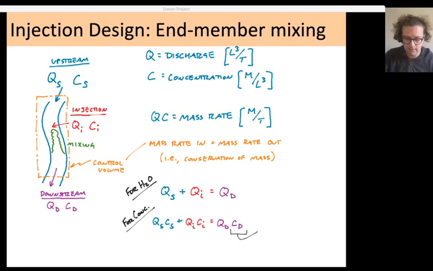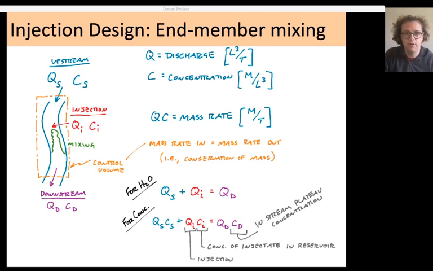Now, the idea here is for your site, the plateau concentration that you will achieve, C_D, so that's the plateau concentration at the upstream end of the study reach, can be calculated. Right? So we can know what is the concentration of our injectate in the reservoir, what is the flow rate that we will inject, and the upstream or background conditions we will have measured. And so we can use this end member mixing approach to plan what is the plateau concentration that our injection will yield in the stream.